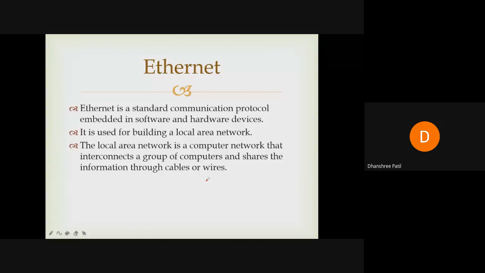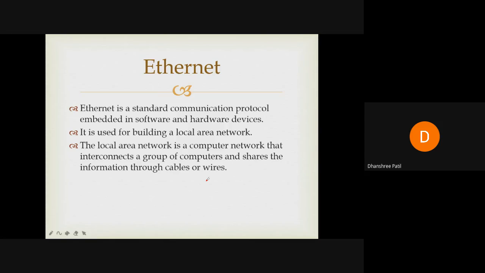Okay, so the next part is very interesting. Ethernet: directly no question is asked, but you should know what is meant by Ethernet, which cables are used, how they look, what their configuration is and all. So it is very interesting. So please see what is meant by Ethernet and the cable types we are going to see.